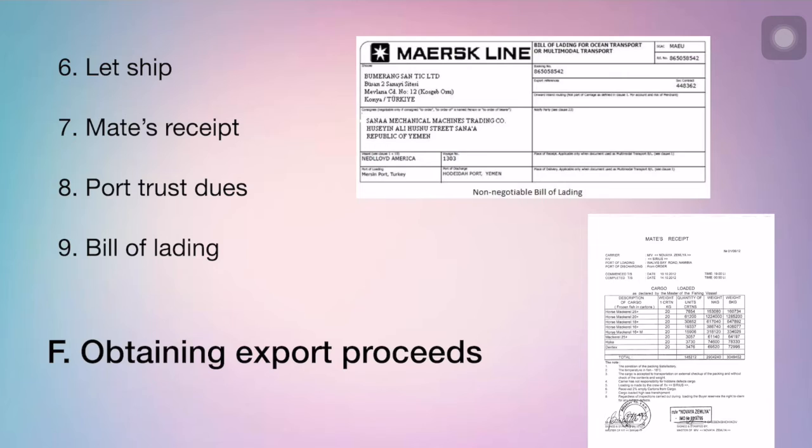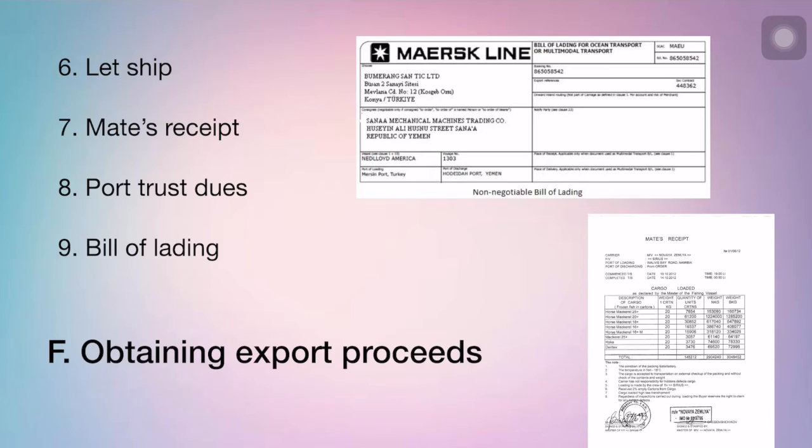You can see it in the picture on the right side. It's called the mate's receipt, which contains all the details, the seal and signature from the captain of the ship or the authority. Then we have port trust dues. After receiving the mate's receipt from the captain of the ship, the port will issue something called the bill of lading. What does that signify?